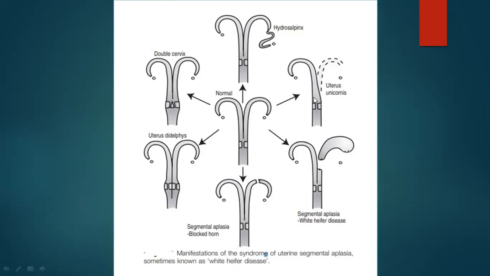In the top picture, you can see one horn is completely missing, and this condition we call uterus unicornis. In the bottom right picture, we find that the horn is aplastic at the caudal part, not the cranial part, and the cranial part is filled with lots of fluid or mucus and is greatly distended. So these are the types of pictures we tend to get in cases of white heifer disease. This is a very rare condition. They are not very common and only happen if inbreeding is going on. So if artificial insemination is used on a farm, these conditions should not come up. But if inbreeding is going on, these conditions can come up, though they are very rare.